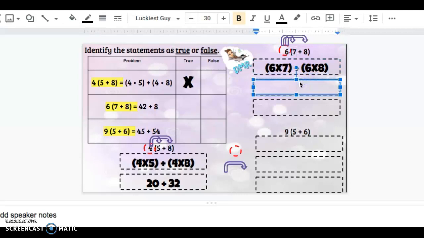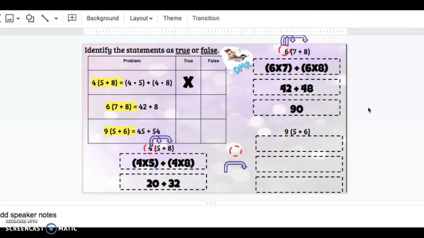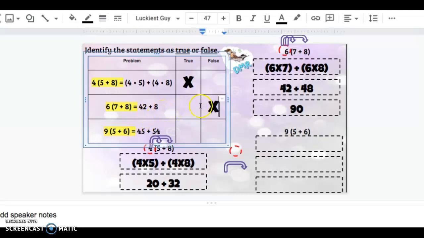And then I would say, oh, well, 6 times 7 is 42, plus 6 times 8 is 48. And then if I were to add that, I would get 90. Okay, now I gotta look. Well, I know I solved this correctly because I'm a pro at distributive property. So let's look. What are they saying it equals? 42 plus 8. Well, I have 42 plus 48. So the reason that this one is false, it's false because they did not distribute the 6 to the 8.